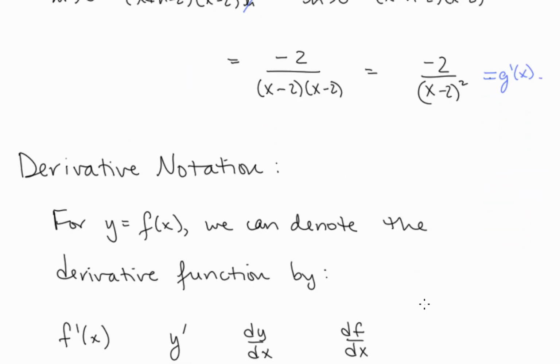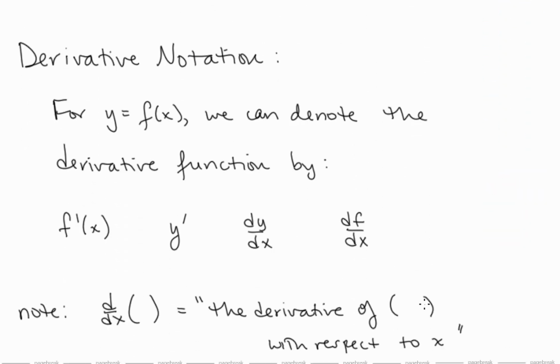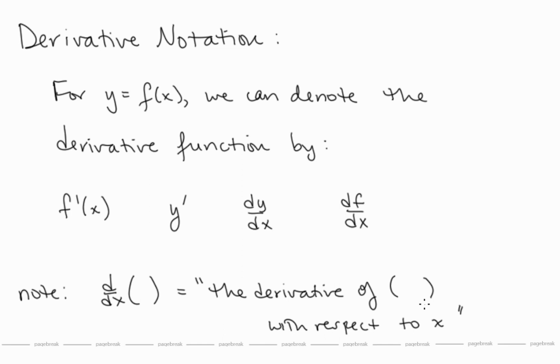Now let's talk about some derivative notation. So we've been calling our derivative here f prime of x so far, but that's not the only notation you might see for your derivative. For y equals f of x, we can denote the derivative function by f prime of x, or y prime, or sometimes we see dy dx, or df dx. In these notations, I like to think of this as the slope. We've seen for slope delta y over delta x, change in y over change in x. This is very similar notation to that, dy over dx, df over dx.